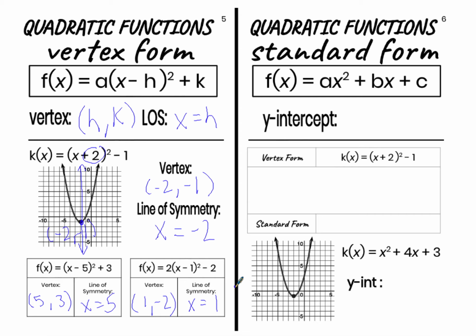This should remind you a lot of our absolute value equations, where instead of having parentheses squared, we just had an absolute value sign, and the transformations, vertex, and line of symmetry rules were exactly the same.